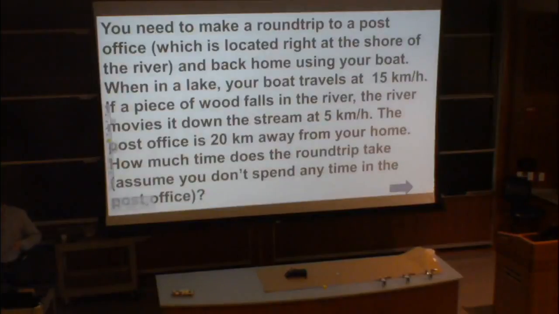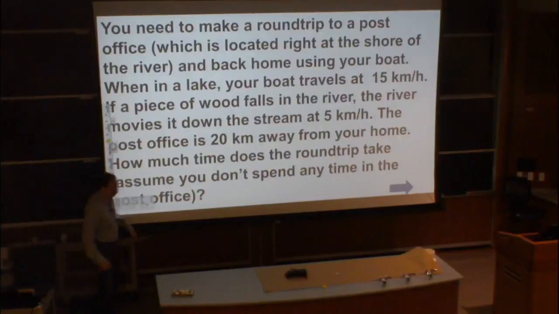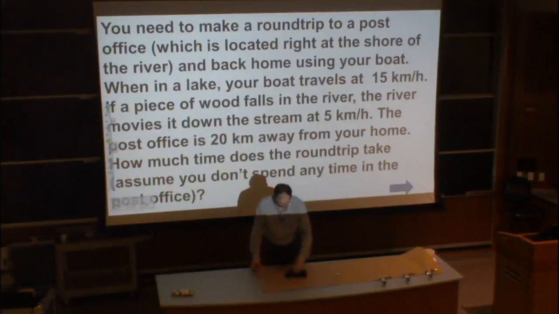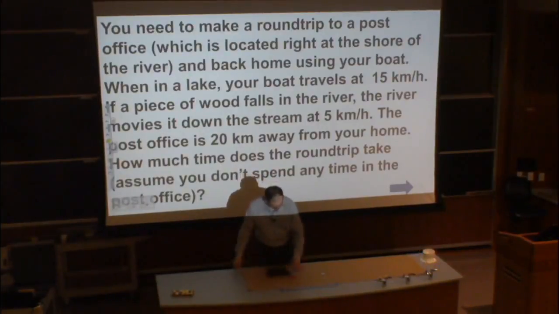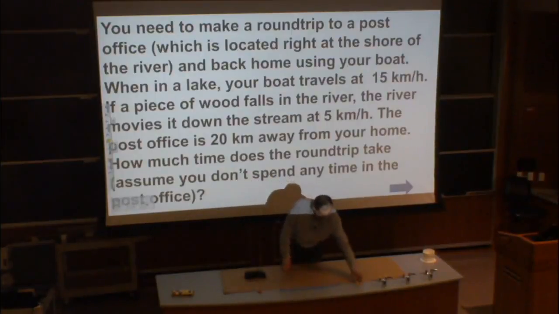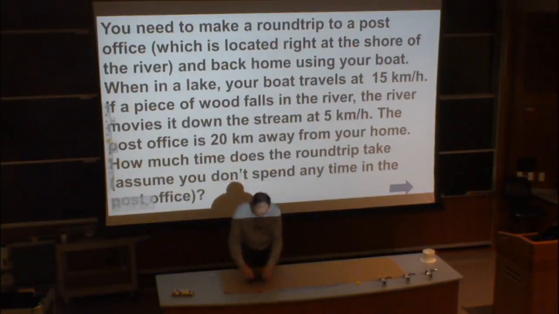Now we're going to use this law for solving another problem, a standard problem about round trip. So you can read, but this is what is happening. Doesn't matter how we do it. So home, post office. Keep reading.